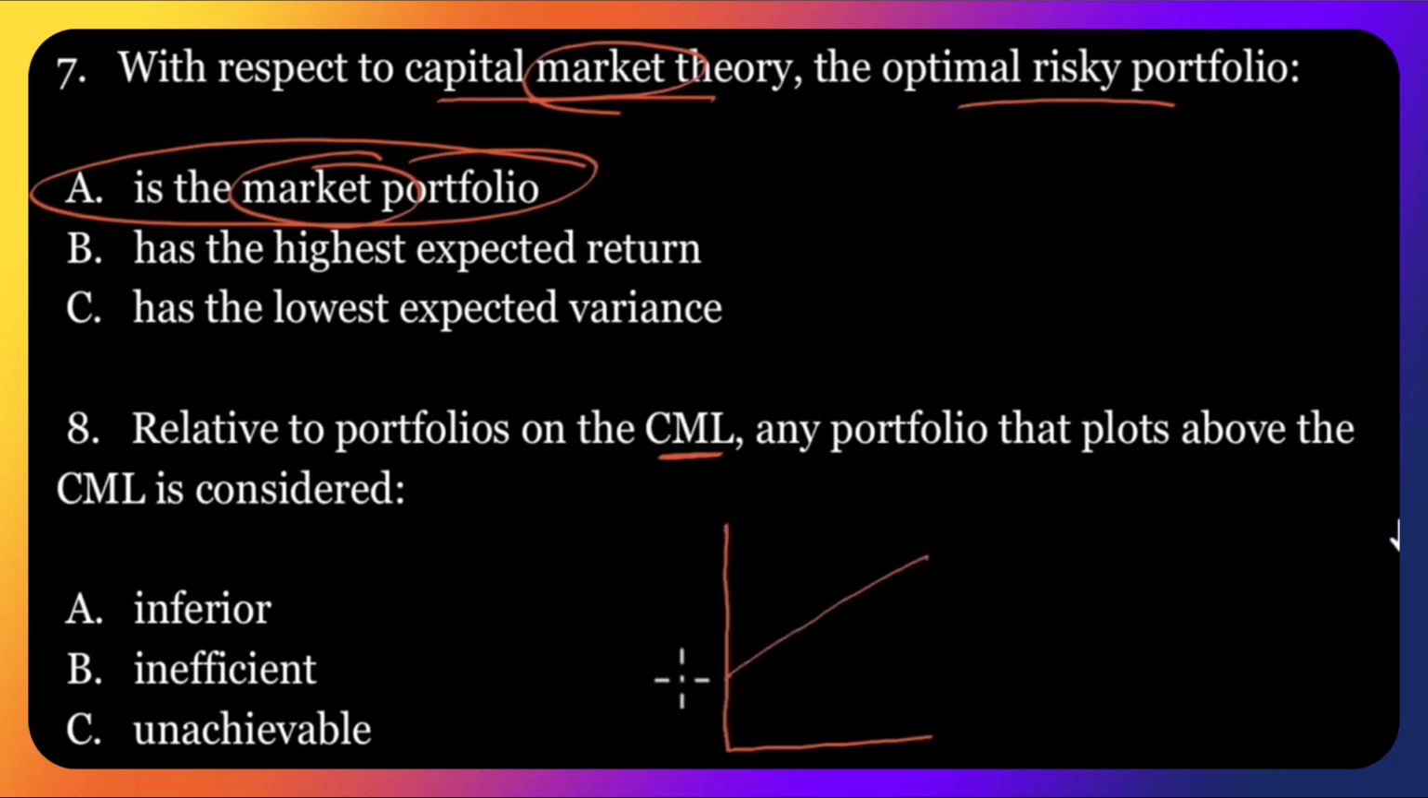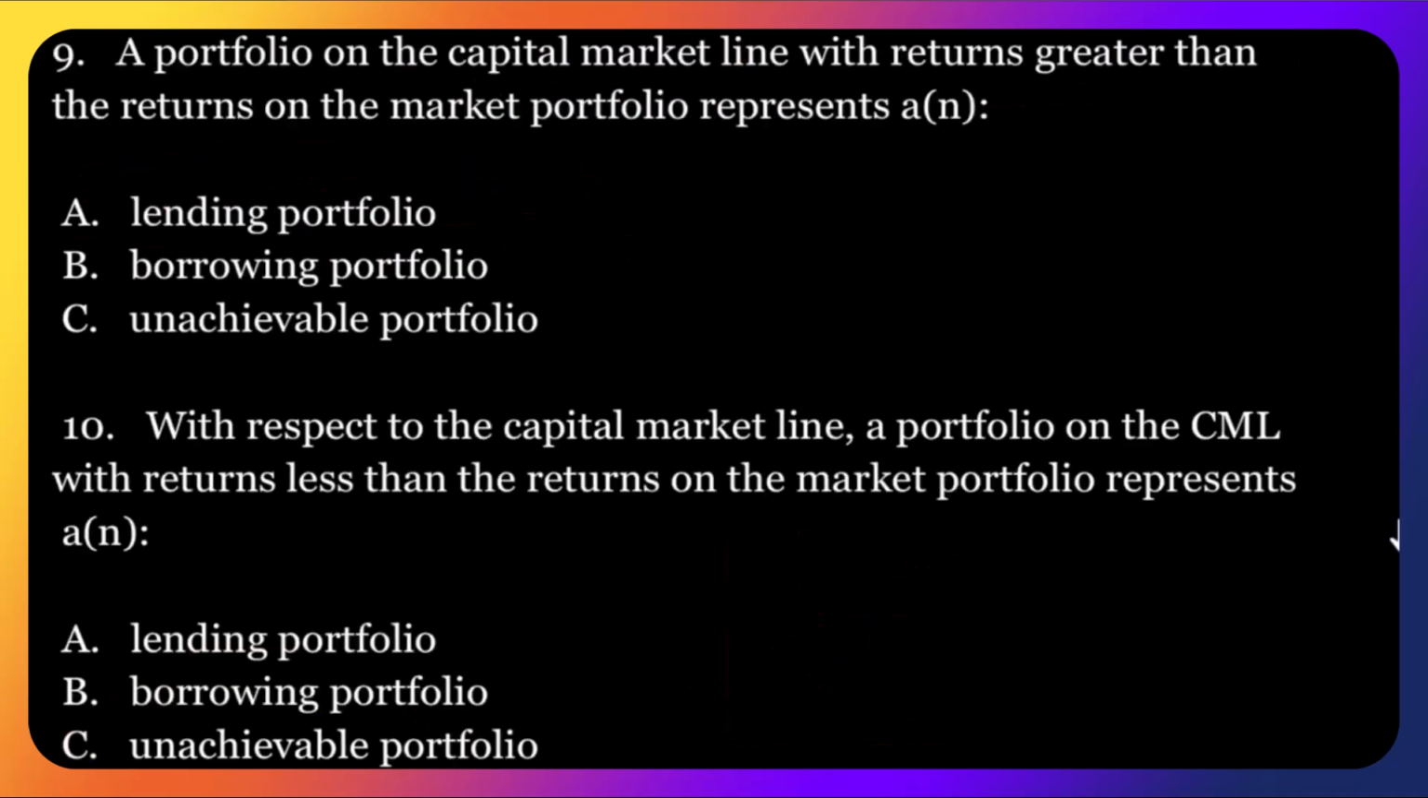There's the capital market line. There's our risk-free rate. There's the CML, which means that there is our market portfolio. Any portfolio that plots above the CML, here, here, or here, is inferior, inefficient, or unachievable. Well, anything above is unachievable. Anything below is inefficient.